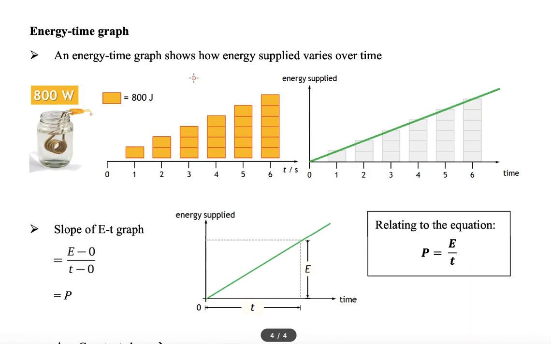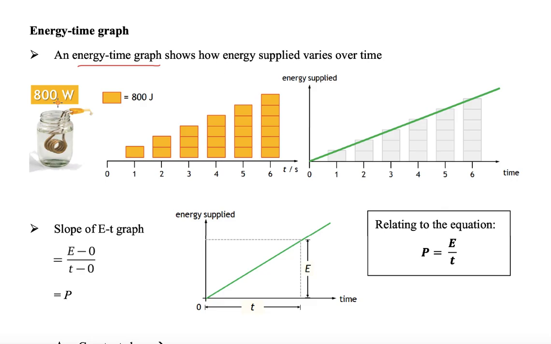And then let's turn to the last page, page 4 of your notes 2.1. Energy time graph. Actually, when we study physics, we always look at the graph because a graph can tell you a lot of information that you need. And this time, we look at the energy time graph. Why energy and time? Because energy and time is related to power. And this graph, energy time graph, shows how energy supplied varies over time, which means that along the time, how is the energy supplied, which can be seen from this energy time graph.